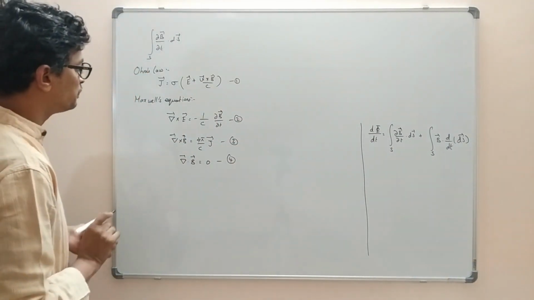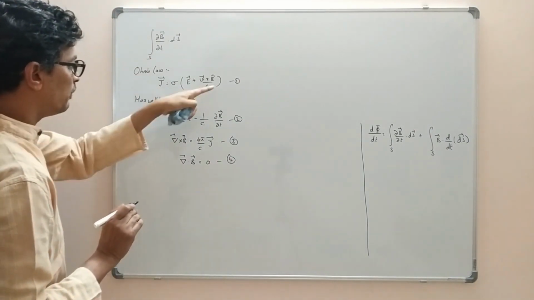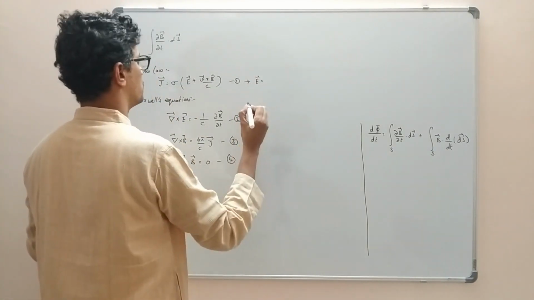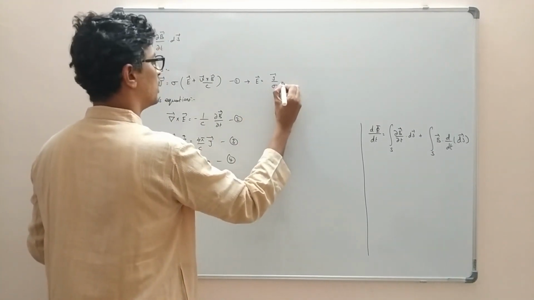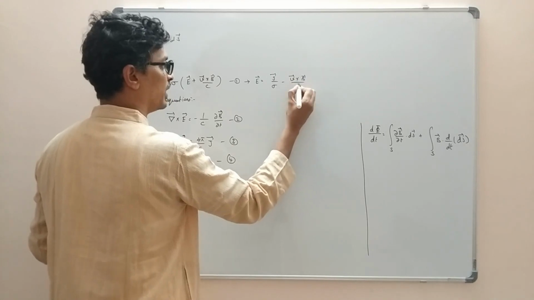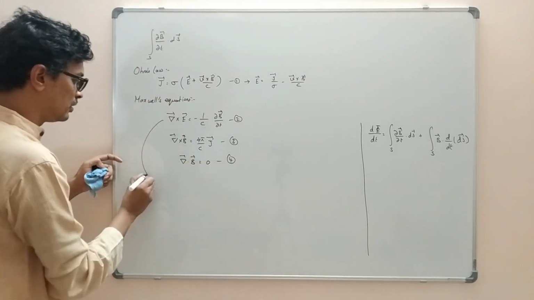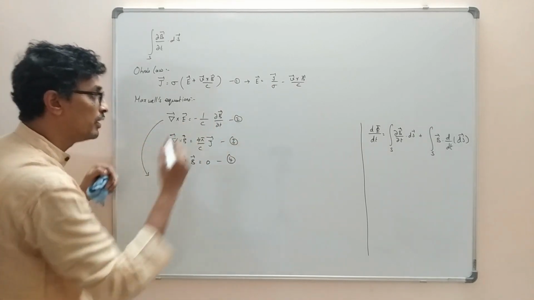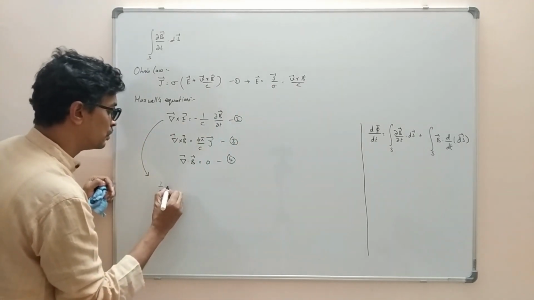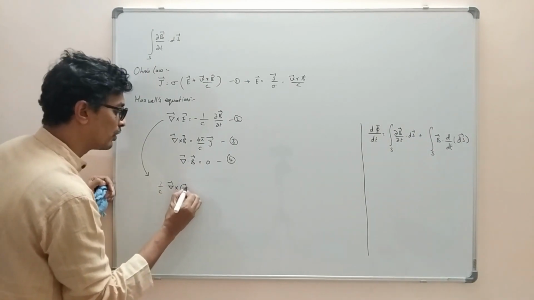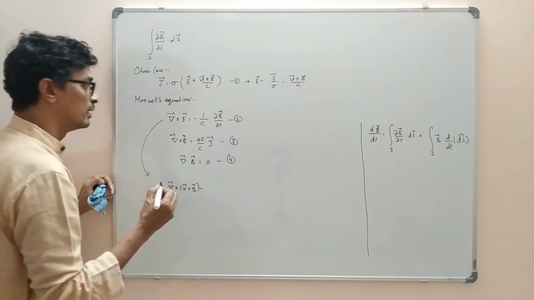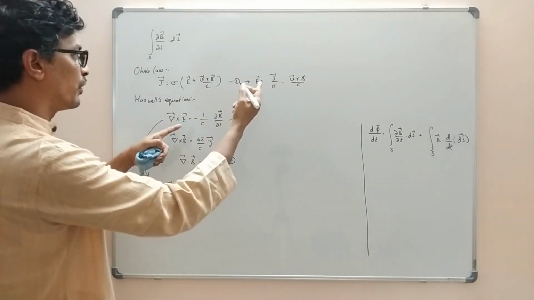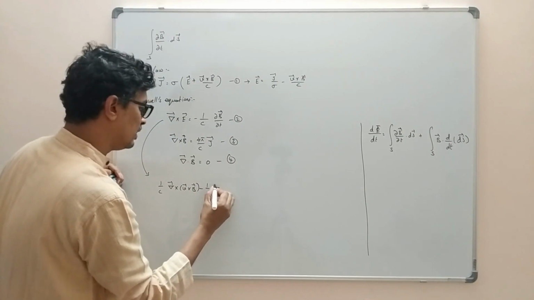So using this equation, from here I can write E equal to J by sigma minus V cross B by C. And if I substitute here equation 2, what we are going to get is, this minus I will take here, so we get 1 by C into del cross V cross B, minus 1 by sigma into del cross J.